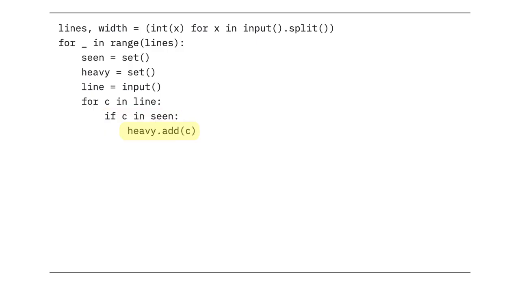If it is, it means we've encountered the character at least once already, so we add the character to the set heavy. If not, we add it to seen to mark it as encountered. Now that we know which characters are considered heavy, we are ready to check whether the characters alternate between heavy and light. Here we save whether the first character in the string is considered heavy into a Boolean variable isHeavy.